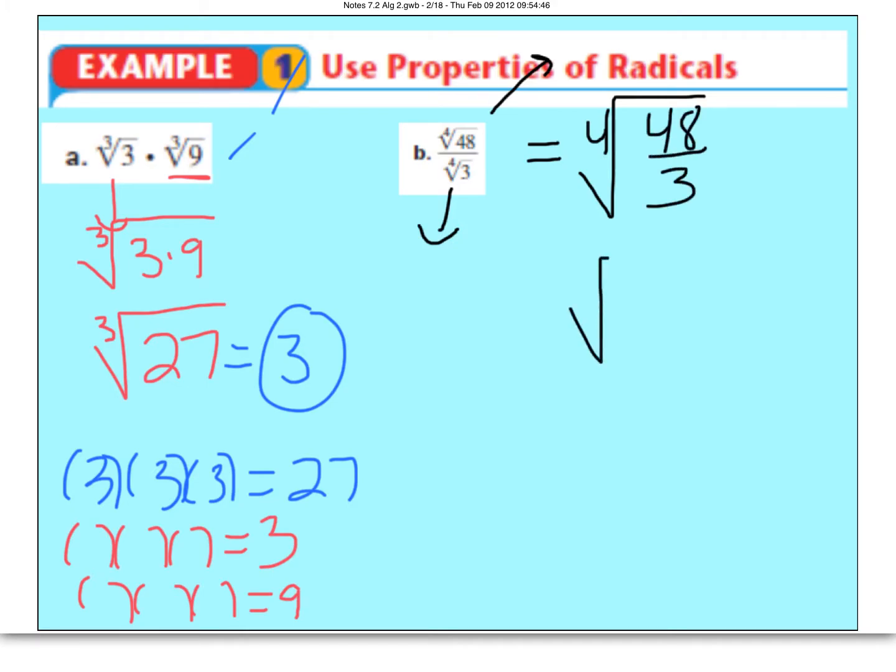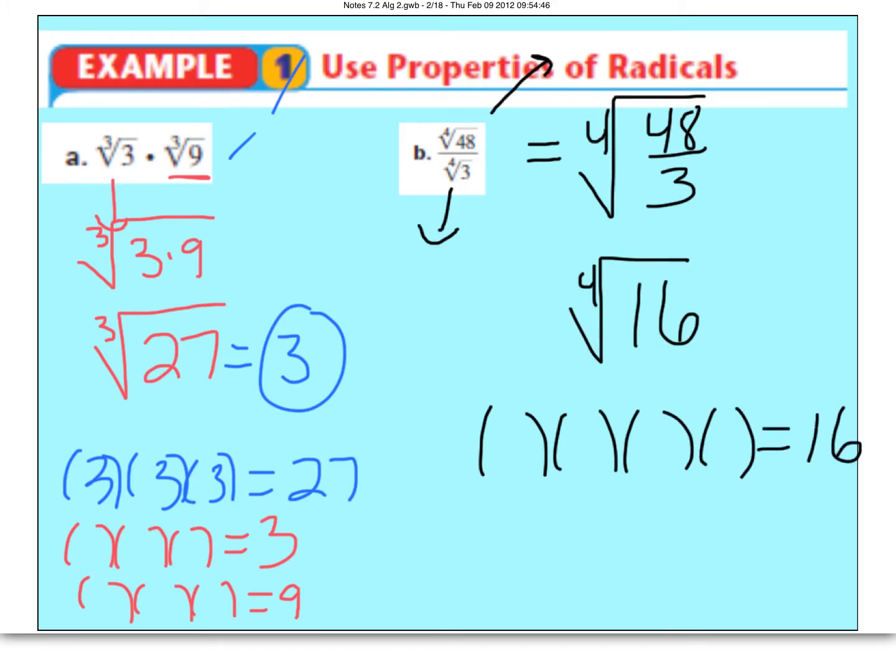48 divided by 3 is 16. Now, is there such a number that you take the fourth root and get 16? What number 4 times is 16? It would actually be 2. So there is a nice answer for this one. It's the answer 2.